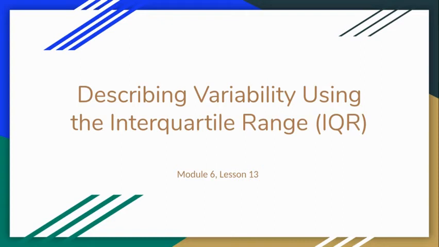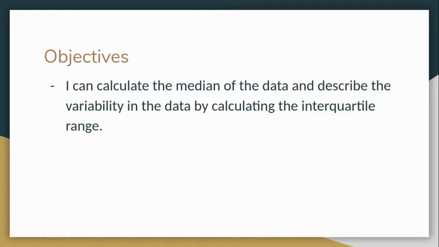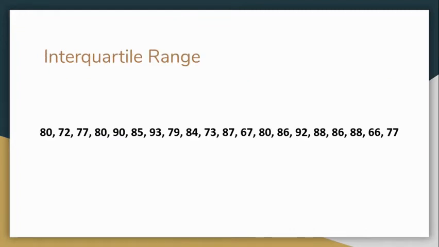Today we're going to be describing variability within a dataset using the interquartile range. Our objective today is that we can calculate the median of the data and describe the variability in the data by calculating the interquartile range. Finding the interquartile range is another strategy for mathematically measuring variability, similar to how we used mean absolute deviation.